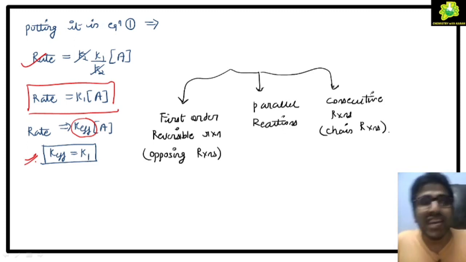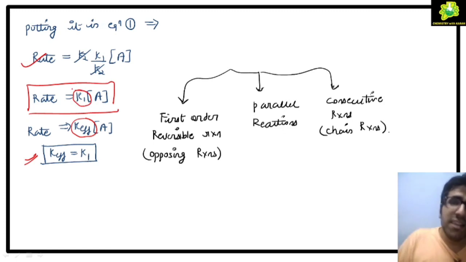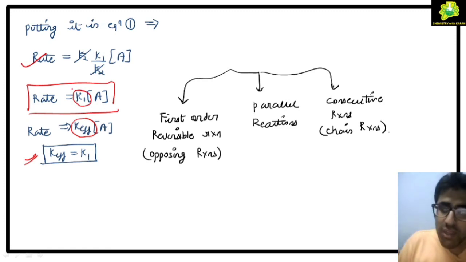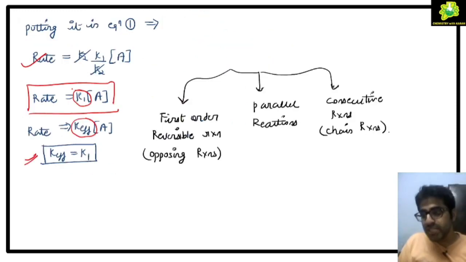So just remember, K effective is the K which we are getting here in place of, like before, the concentration of A in the final expression. Now this is all about approximations. I hope you must have understood it.